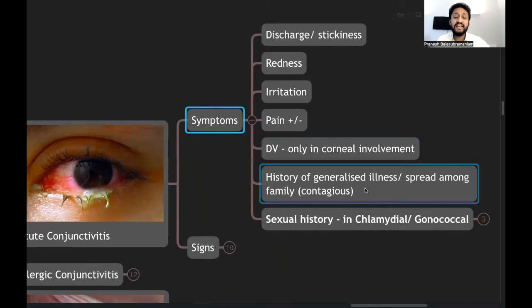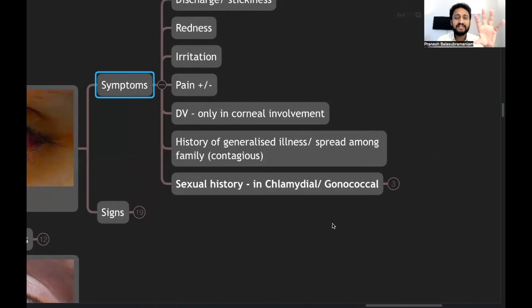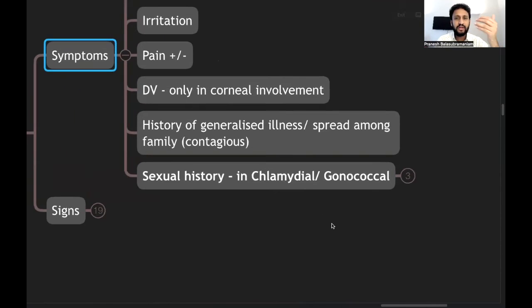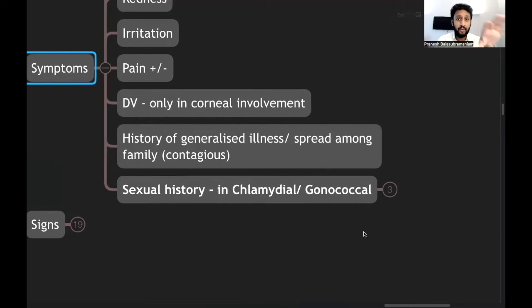History of a generalized illness or spread among family, contagiousness, is important, because these acute infective conjunctivitis, especially viral infection, can spread by sharing of common objects like fomites, sharing of towels. So they can have this spread in the family. Sexual history is very important. Now let's spend a minute on this. Understand, an adult patient coming to you with acute conjunctivitis, and if you suspect chlamydia or gonococcal infection, always ask for a sexual history, because these two are sexually transmitted diseases. All right, that's number one.